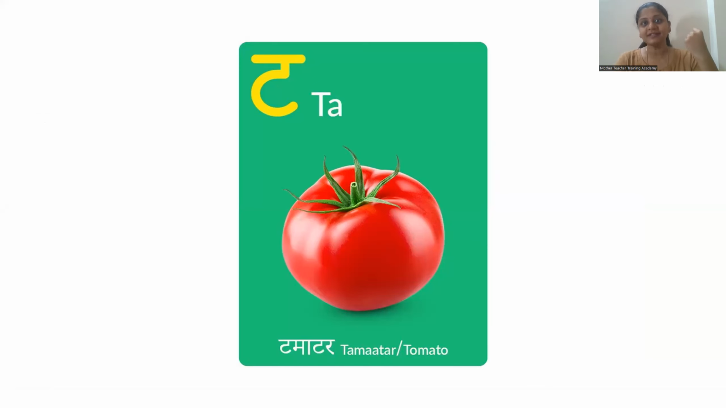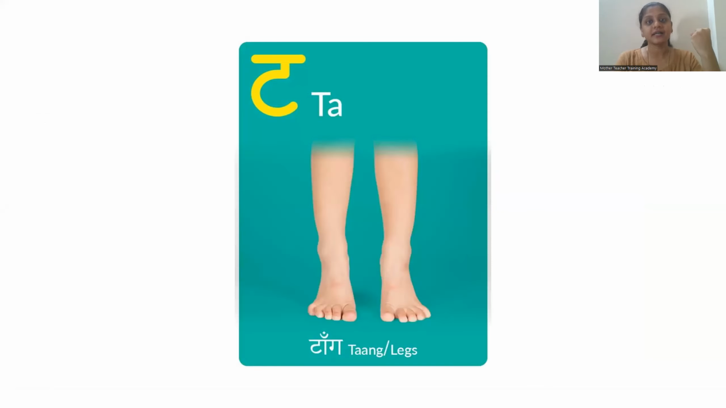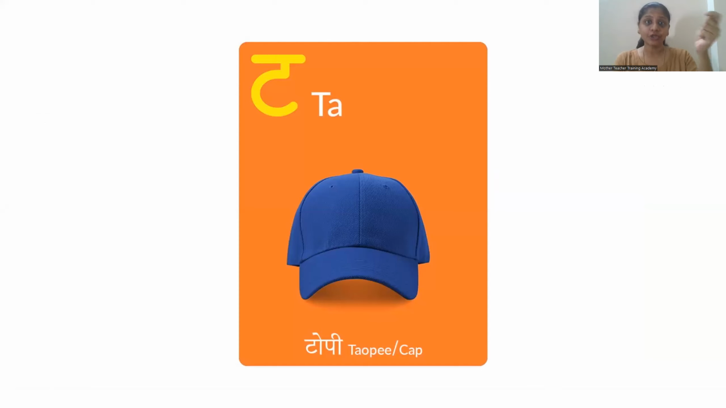T say tomato. T say tongue. And T say topi. So these are the different words which start with the letter T, and try to practice with the chants while writing the letter T, so it will be easier for you.